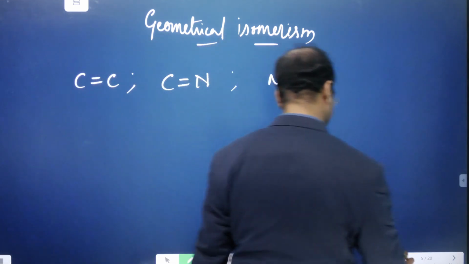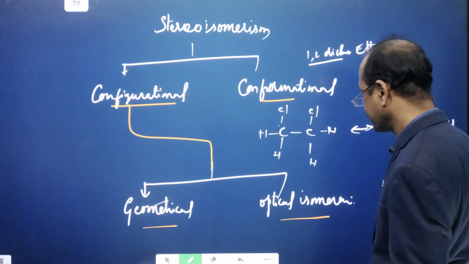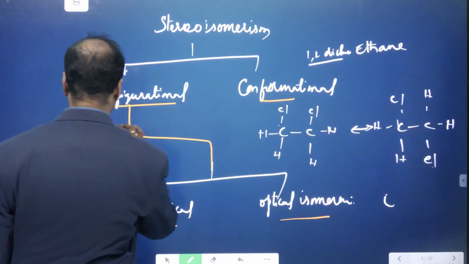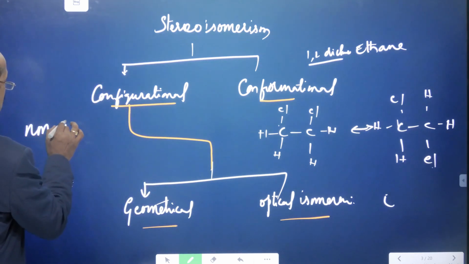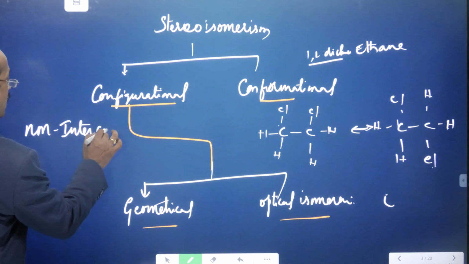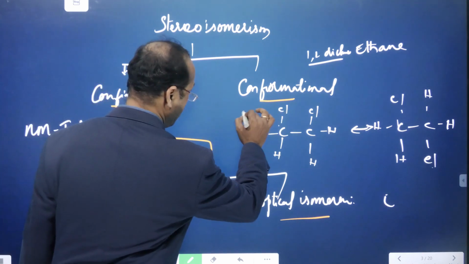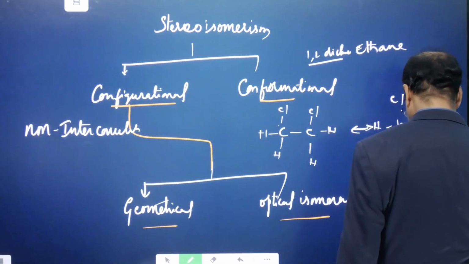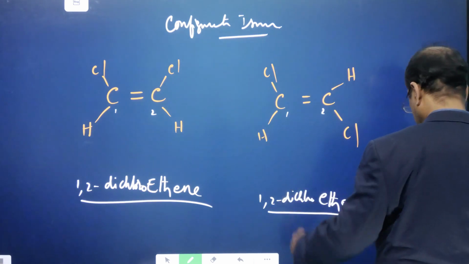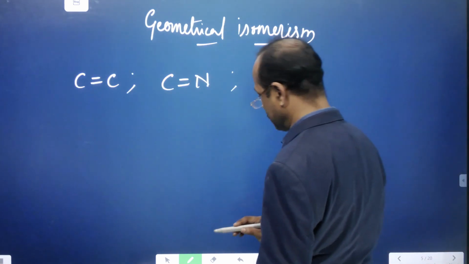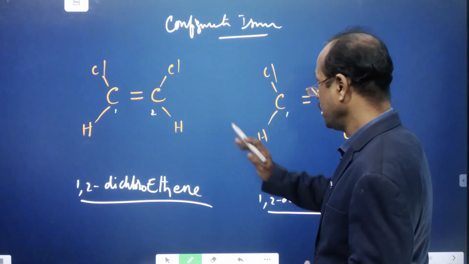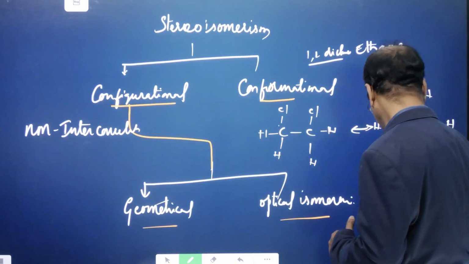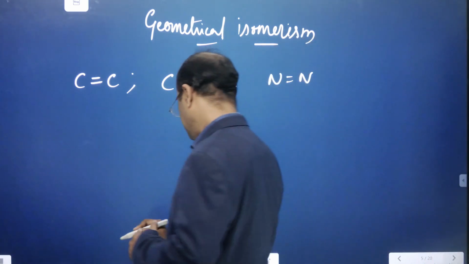Clear? So once again, see here. Configurational isomers are not interconvertible, so I'll write it for your information. These are non-interconvertible, and the other ones are interconvertible. In the non-interconvertible group there are two types, geometrical and optical. So we can give an example for geometrical isomerism, which is not interconvertible. Now see students, these are not interconvertible. The same example I gave, I will give once again.